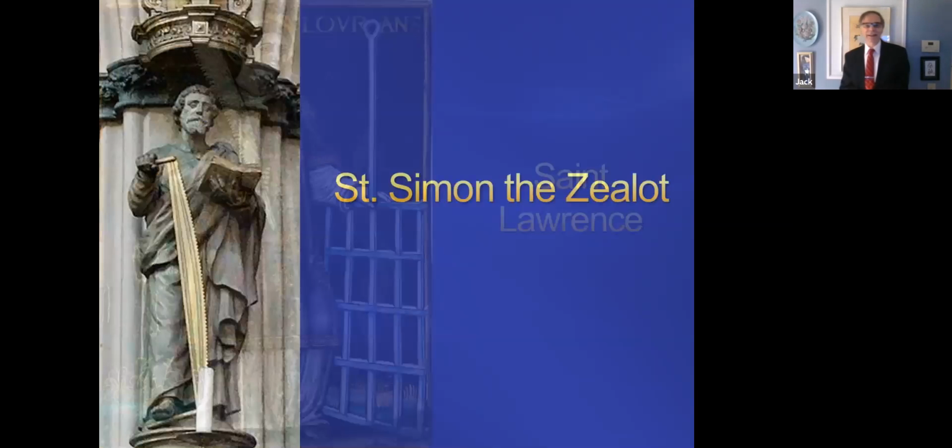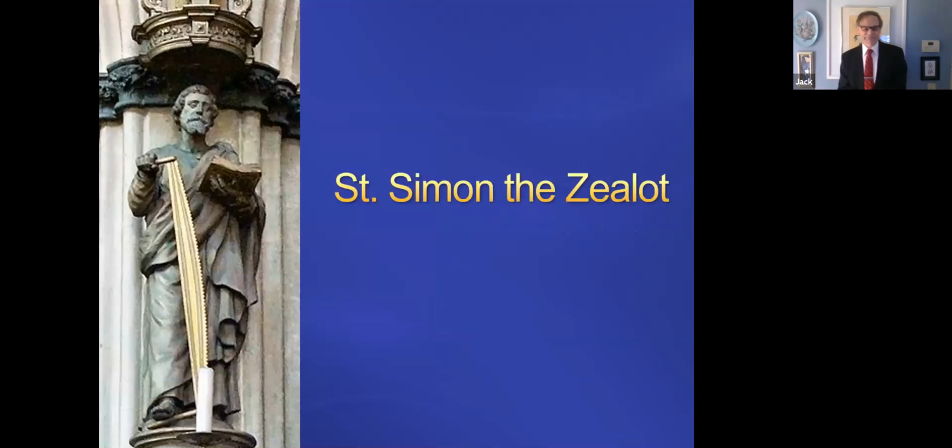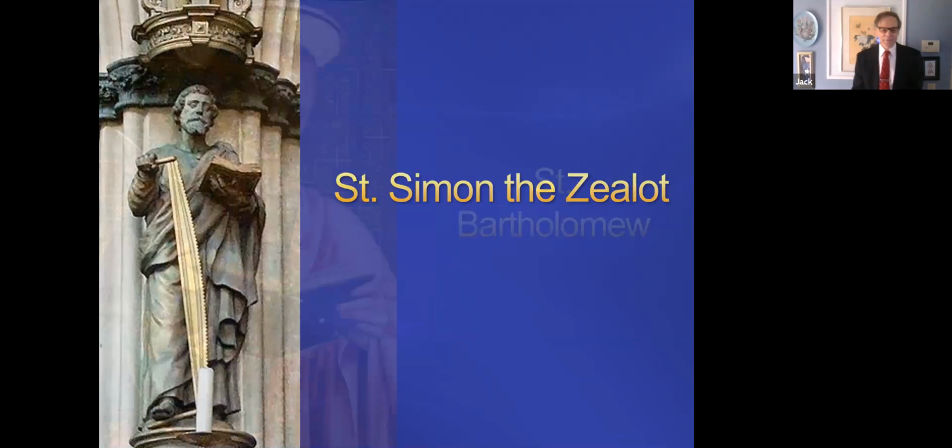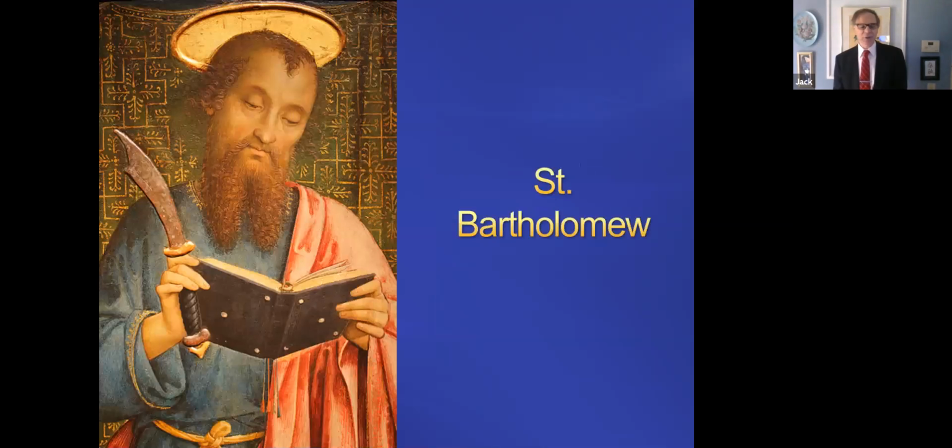Poor old Saint Simon the Zealot. You can see right here, they gave him a nice big gold saw because he was sawed in half. This one is actually a little grislier than it would seem at first sight. Here's St. Bartholomew, and you think he was stabbed, but actually that's a very special knife that was used for skinning animals, and he was skinned alive, so they show him with this special knife.